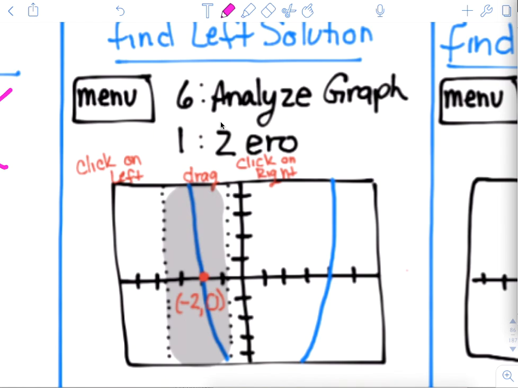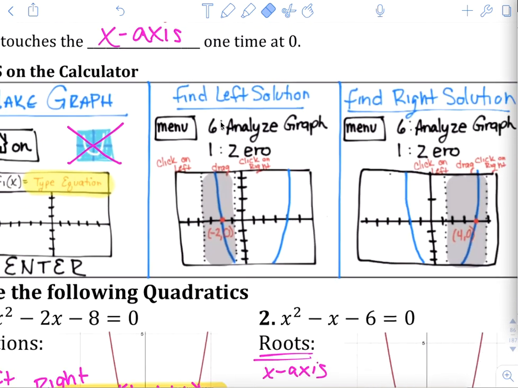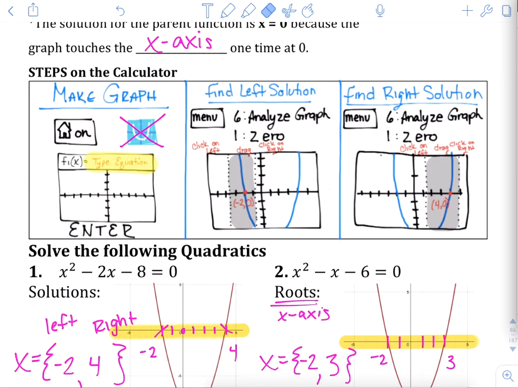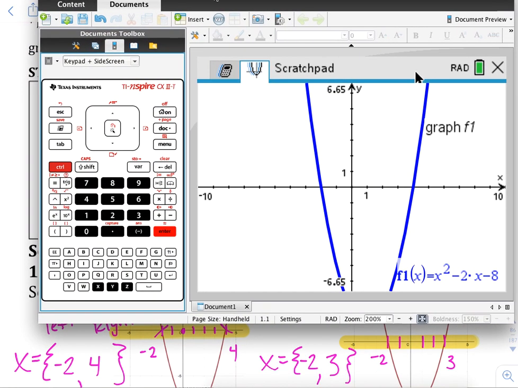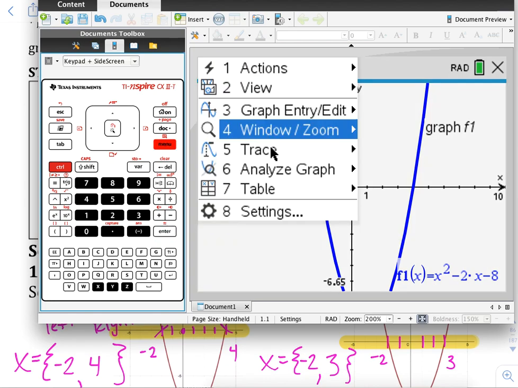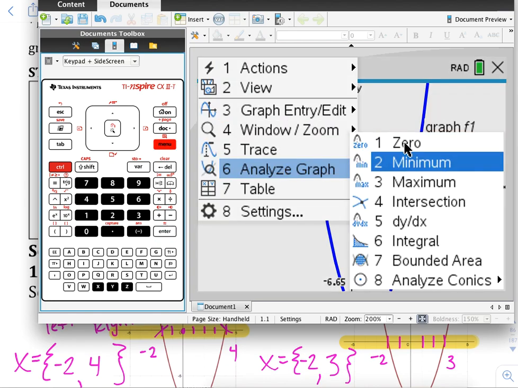Okay? So if I know my solution is right here, then as long as I start anywhere on the left, highlight and click anywhere on the right, it's going to give me that answer. Okay, so let me zoom out and let's pull our calculator back over here and try that one time. Okay, all right, so if I'm in here, I'm going to go Menu, Analyze my graph, and find my 0.